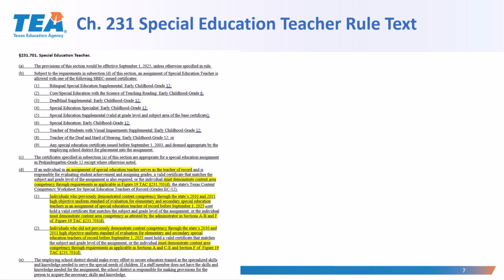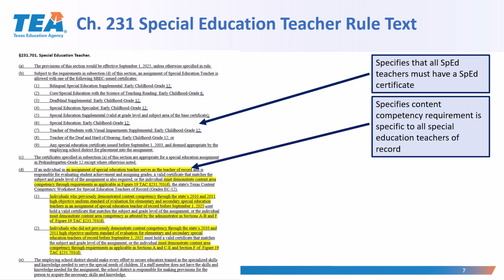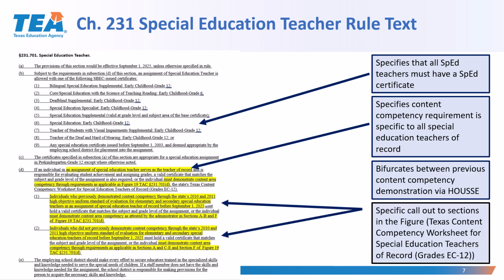The updated rule text in Chapter 231 specifies that all special education teachers must hold a valid special education certificate. The rule text also specifies that content competency requirements are specific to all special education teachers of record. The rule text also bifurcates between previous content competency demonstration via HOUSSE and also includes specific callouts to sections of the figure, the Texas Content Competency Worksheet for Special Education Teachers of Record, grades EC through 12.